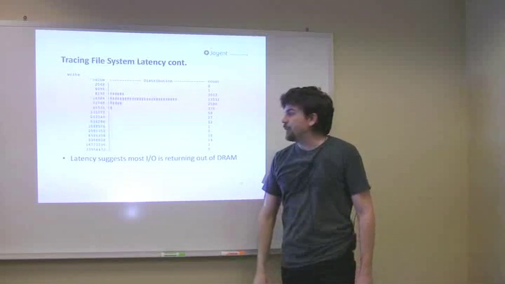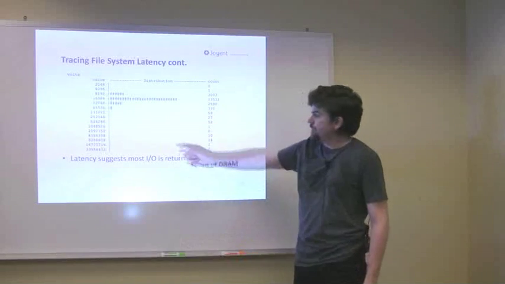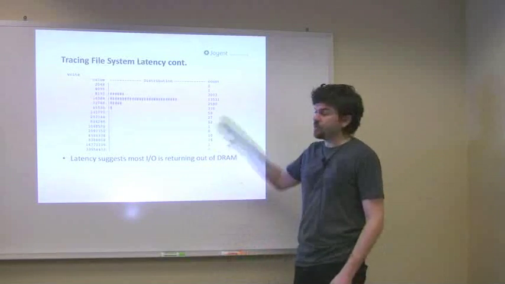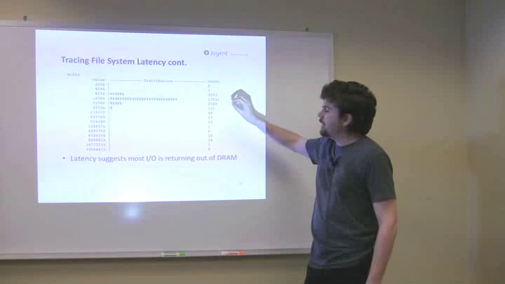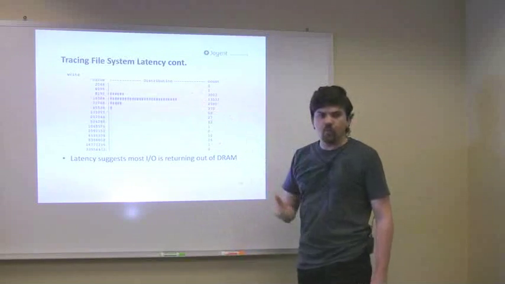But most of the time, it's going into DRAM, so it's very fast. If there was a lock issue where you're waiting hundreds of milliseconds, you'd see it here in the distribution, since it's showing the time that MySQL spent waiting on the file system.